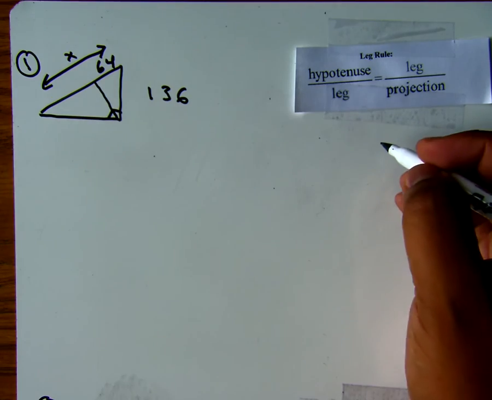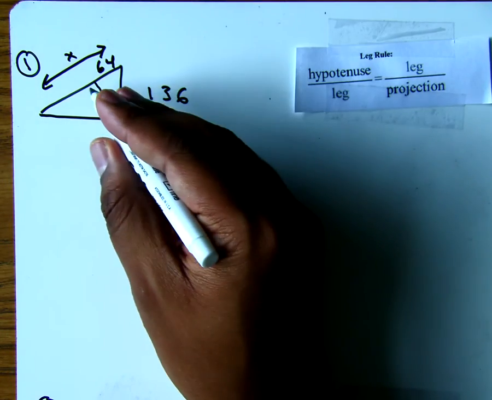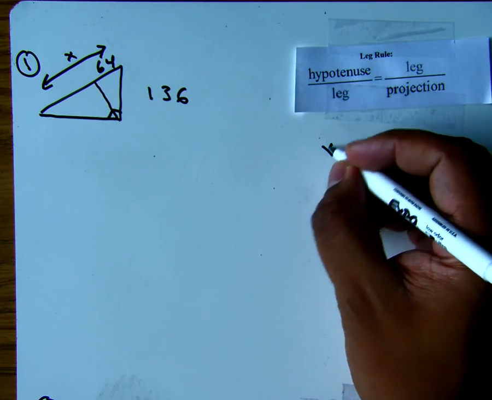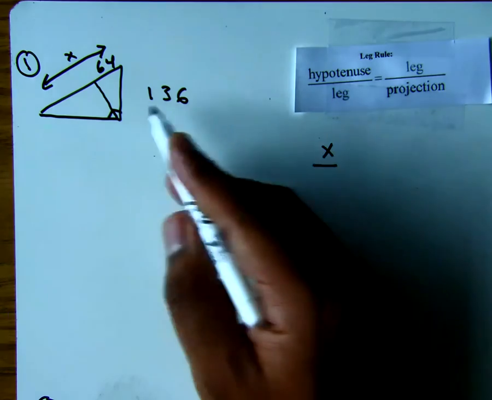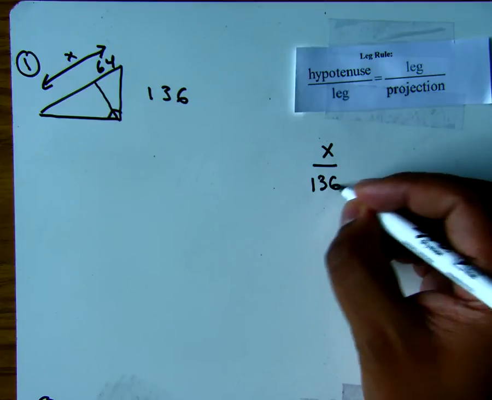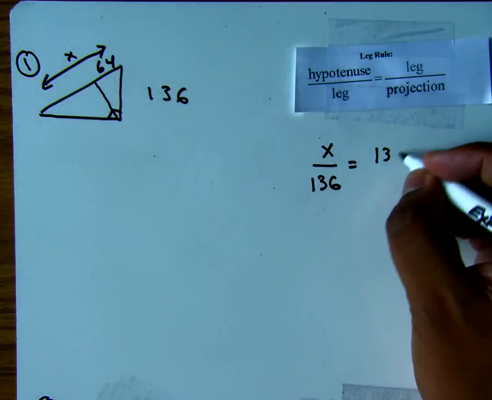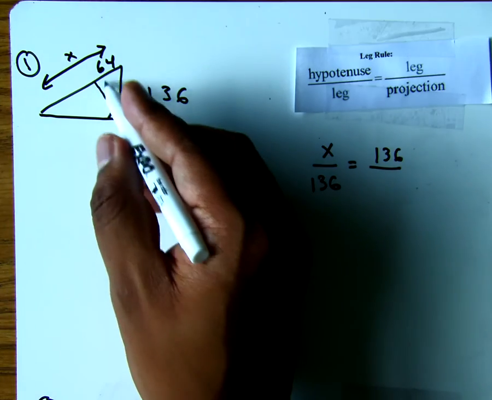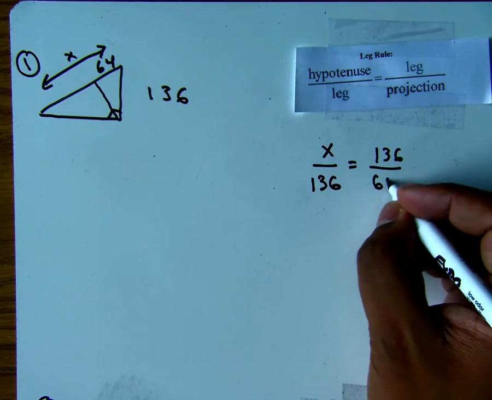Let's start off with the hypotenuse. Well, across from the right triangle here, the biggest right triangle is x. That's the hypotenuse, so I'm going to put that here. Below that is the leg, and the leg is right here, so we're going to put 136, set equal to, again, the leg, 136, over the projection, which is on the same side as the leg, but part of the hypotenuse, 64.